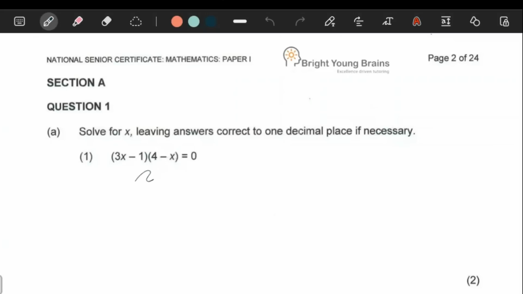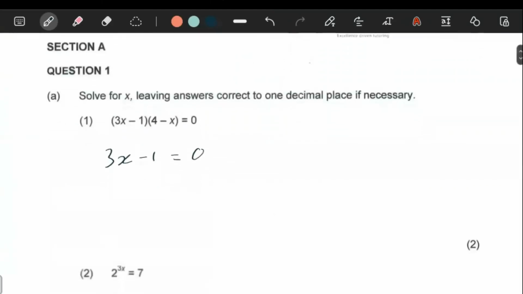Fortunately, each of these brackets is already factorized nicely, hence why it's equal to 0. Now we know that whenever you have two brackets being multiplied together and the answer is equal to 0, it means that one of the brackets is a 0 or both of them are 0. Because you don't know which of these is a 0, you have to work out where each of them is a 0.